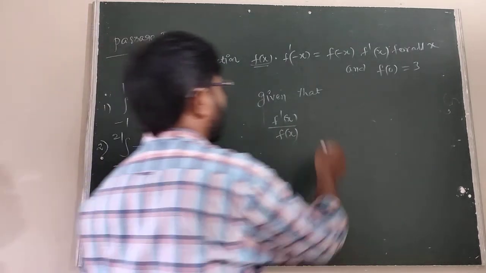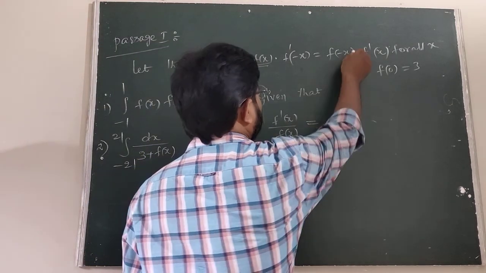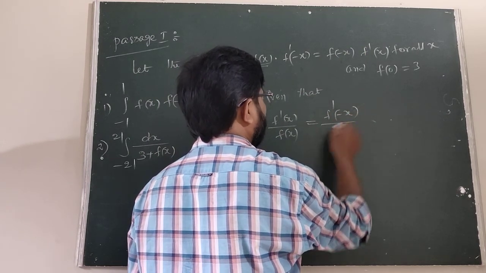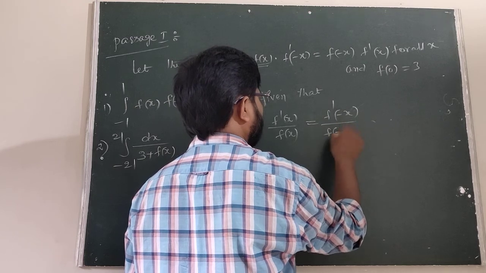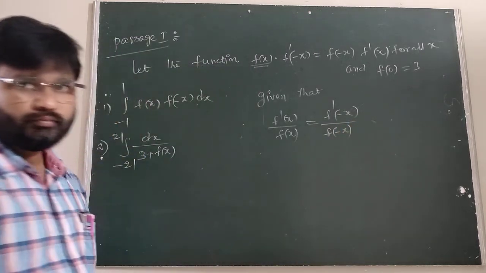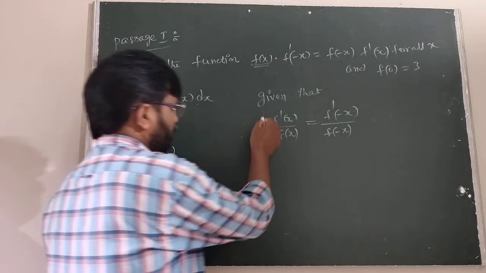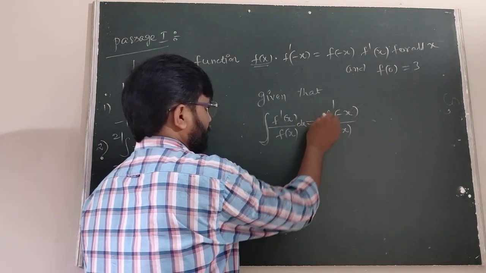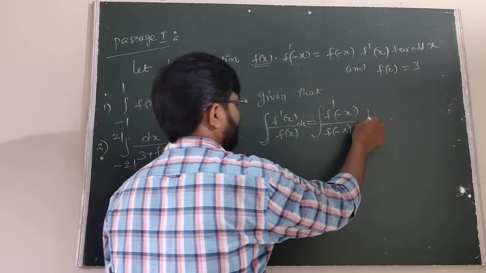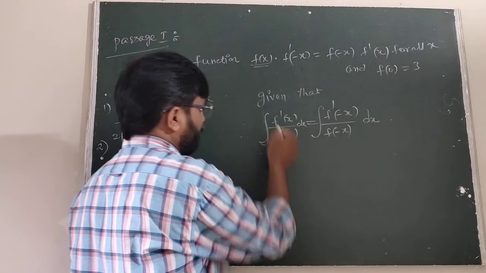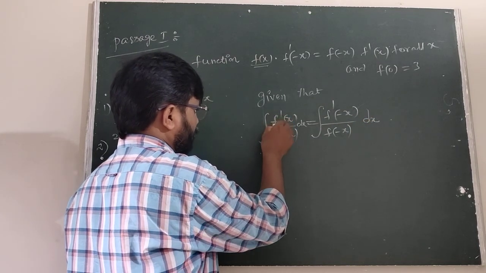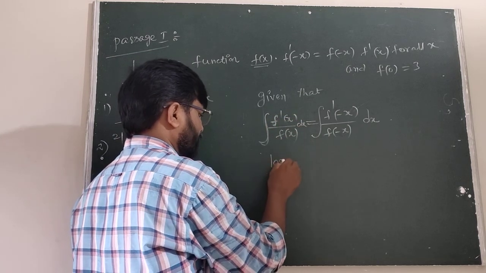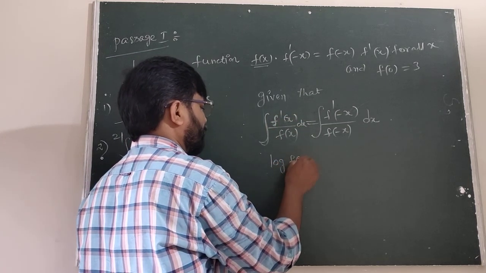Then this will be sending the other side, f'(-x)/f(-x). This is the first one. After that, we apply the integrals with respect to x; here also applying the integrals with respect to x. We have to know, all of you listen, that the integral of f'(x)/f(x) is log|f(x)|.